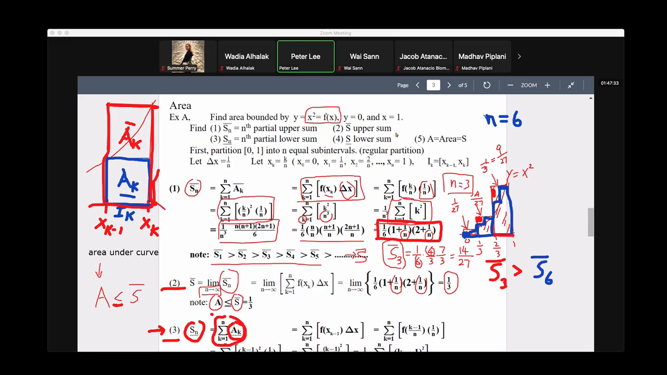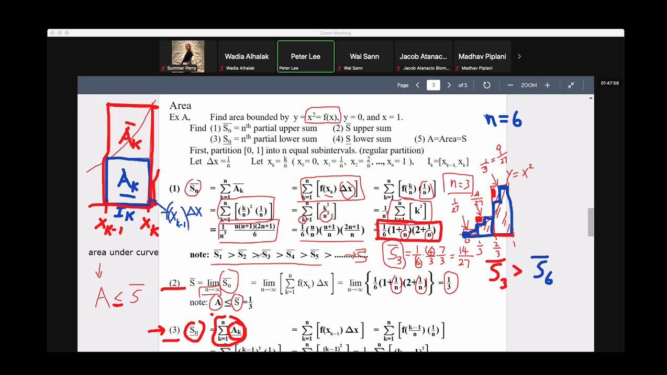The area of this guy, let me change this to blue, is equal to the base, which is delta x. And how about the height of the rectangle? That will be f, not at the right hand point, but at the left hand point. So we have x sub k minus 1.